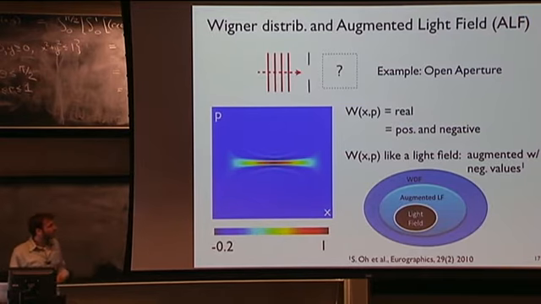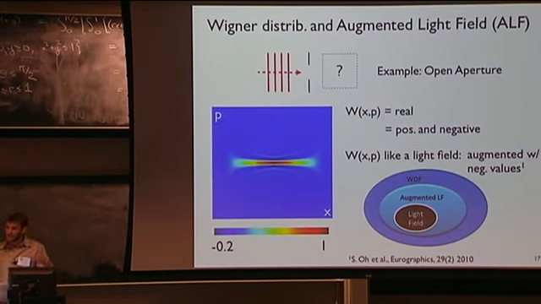What we call that is an augmented light field, and we've been exploring this idea for a couple of years. The general gist is you can just treat this as a light field if you allow some rays to have negative weights. For all intents and purposes, I'm going to use the terms augmented light field and Wigner distribution interchangeably.